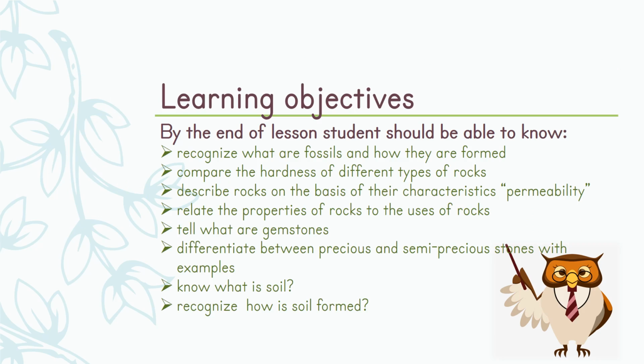Learning objectives. By the end of the lesson, you should be able to recognize what fossils are and how they are formed, to compare the hardness of different types of rocks, to describe rocks on the basis of their characteristics like permeability, to relate the properties of rocks to the uses of rocks, to tell what gemstones are, to differentiate between precious and semi-precious stones with examples, to know what soil is, and to recognize how soil is formed.